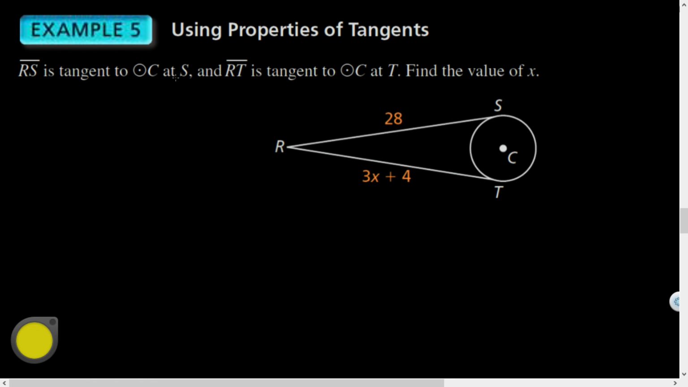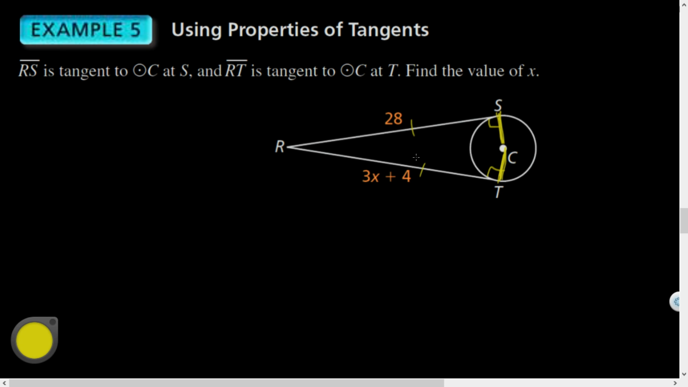RS is tangent to circle C at S. So that's a 90-degree angle. Who's going to help me out with this one? We're going to have Lauren help us out here. CT is also perpendicular because RT is tangent at T. Lauren, what do I know about these two tangent lines here? They are congruent to one another. And then, by definition of congruent, what's an equation I could write that might help me find the value of x?